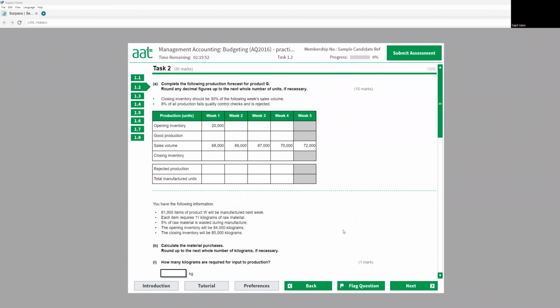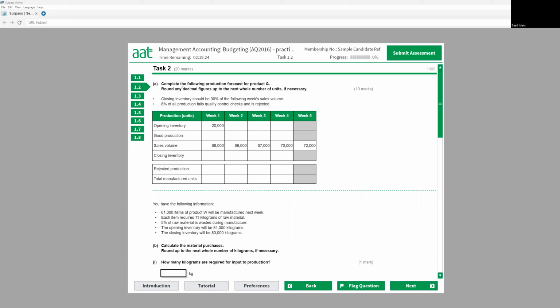Hello, everyone. In this session, we're going to look at question number 2, task 2 from the Management Accounting Budgeting paper for the Practice Assessment 1 from the AAT website. So this task is very common in the exam, where we have to look at how many units we have to produce or manufacture after having some rejection. It's a very common question in the exam, so make sure you understand it.